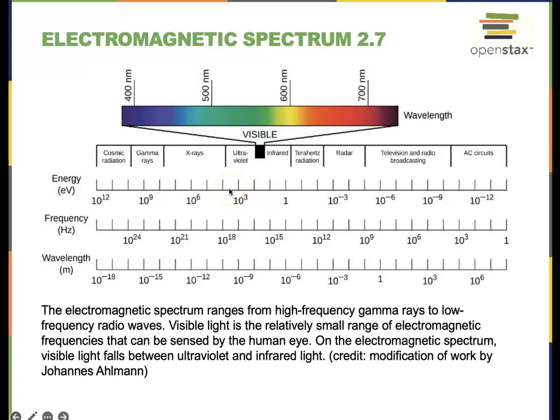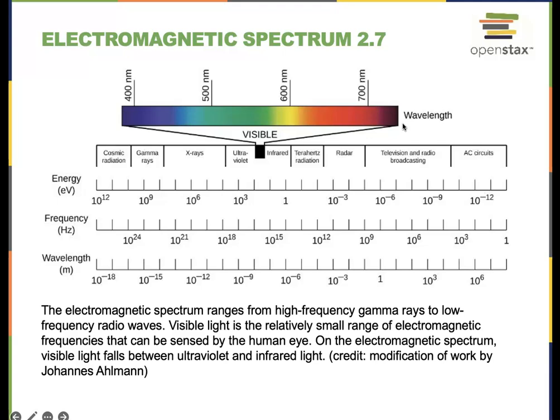So the electromagnetic spectrum contains cosmic radiation, gamma rays, X-rays, ultraviolet rays, infrared, radar, television, radio waves, AC circuits. A lot of these things you've heard before, and there's all this energy around us that we can't see. You want to know from this that visible light is just one piece of a larger energy called the electromagnetic spectrum. What causes them to have different energies is basically their wavelength.